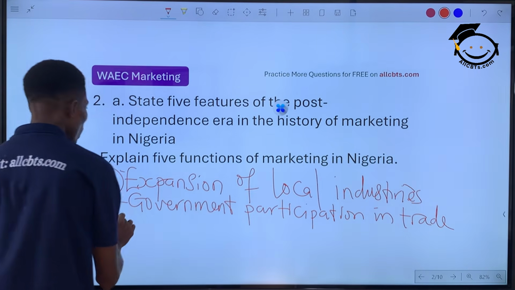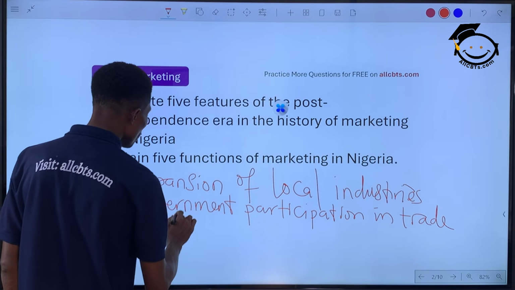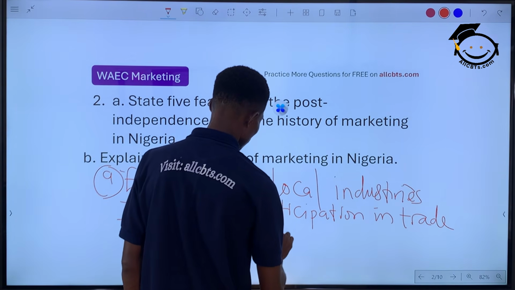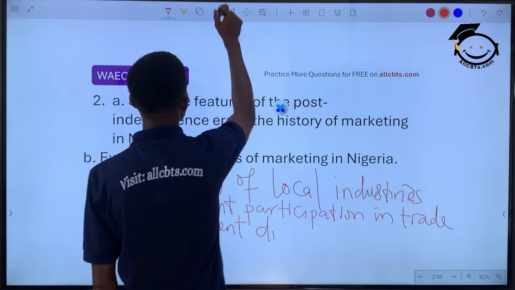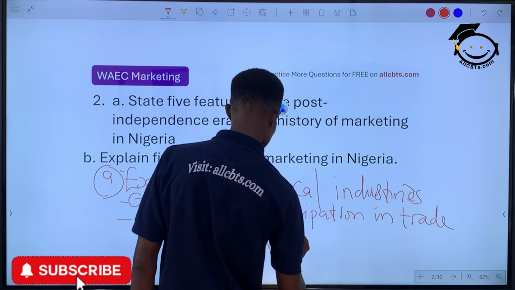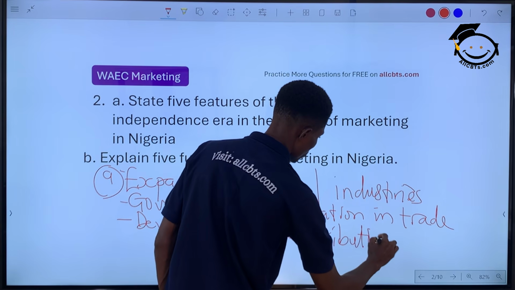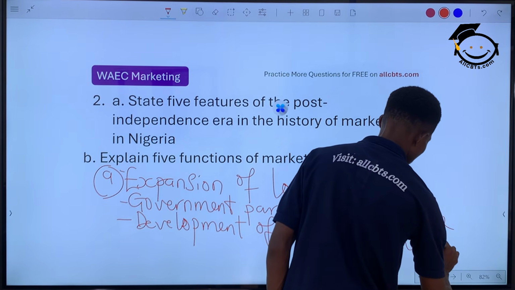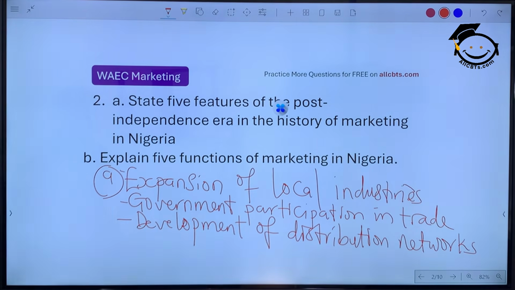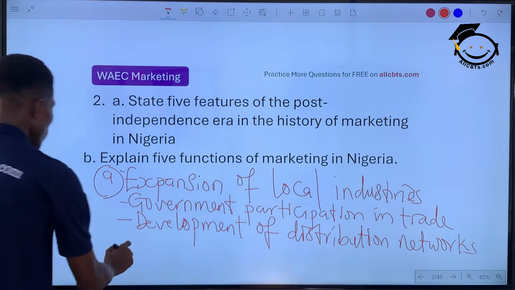The third feature is what we call development of distribution network. Development of what? Distribution network. So we have three features here. These three features. So development of what? Distribution network. Another one is what?